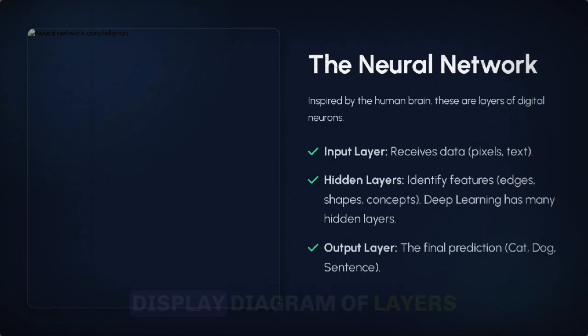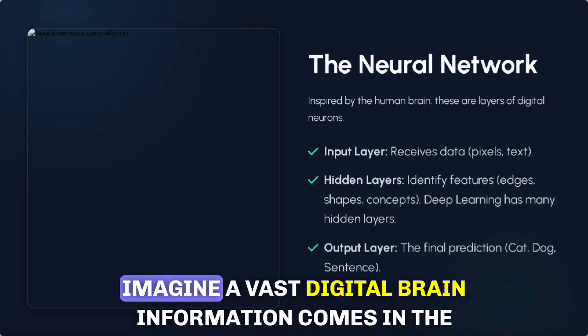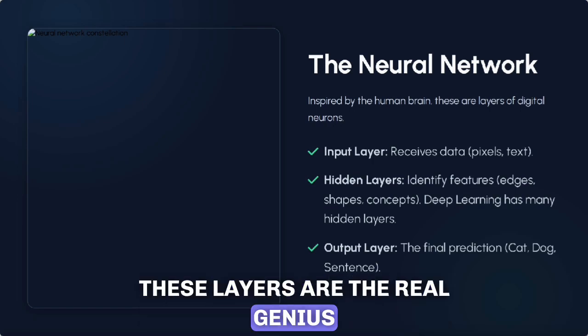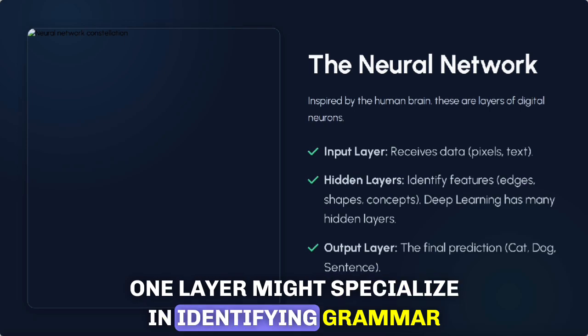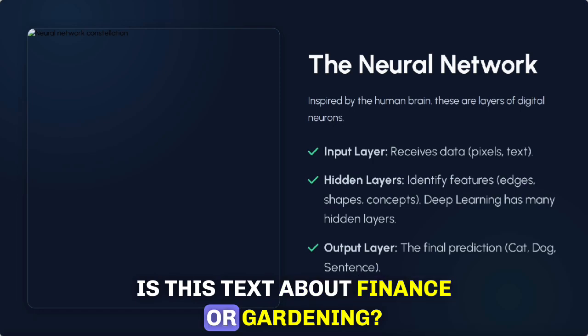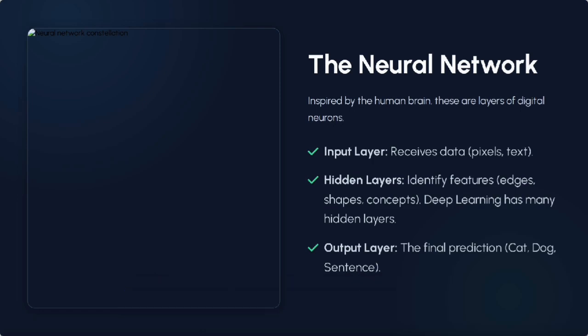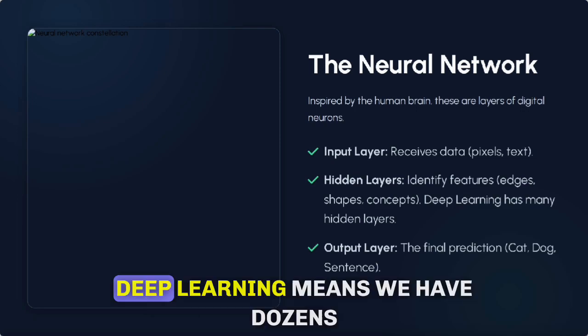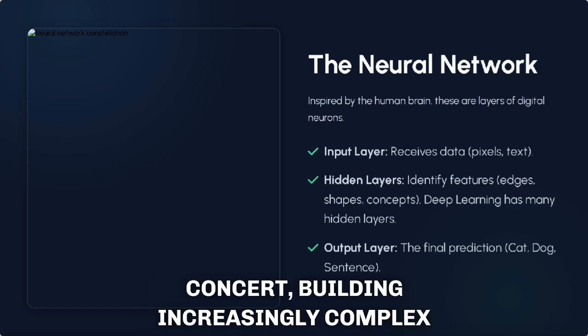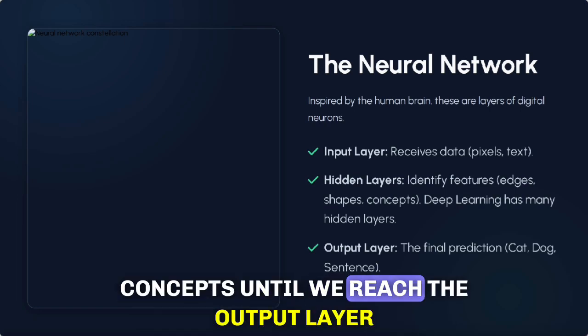The neural network. Where does this calculation happen? Inside the neural network. Imagine a vast digital brain. Information comes in the input layer. It then passes through numerous hidden layers. These layers are the real genius. One layer might specialize in identifying grammar. Another identifies the context. Is this text about finance or gardening? Another identifies the tone. Is it formal or casual? Deep learning means we have dozens, even hundreds of these hidden layers working in concert, building increasingly complex concepts until we reach the output layer.